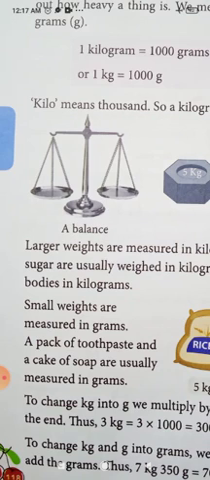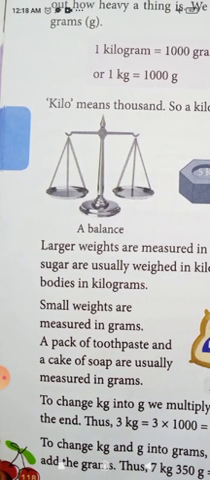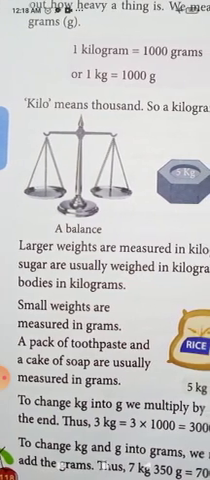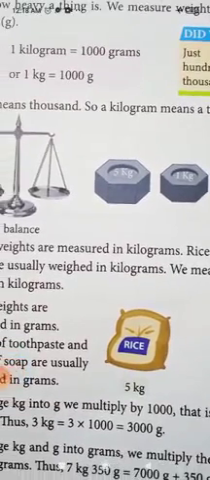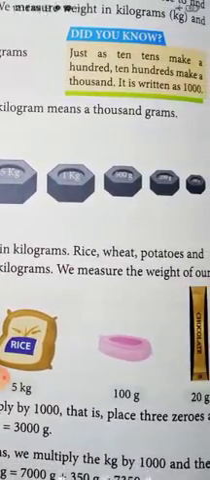So, larger weights are measured in kilograms, like rice, wheat, potatoes and sugar, and smaller weights are measured in grams. For example, toothpaste has a very small weight, very small in size and also in weight. And soap is also very lightweight, so these are usually measured in grams, like toothpaste and soap.